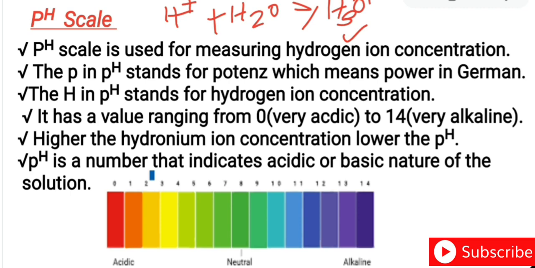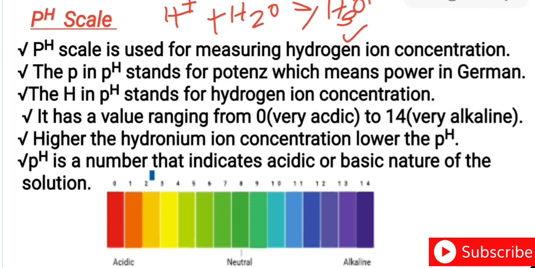It is a scale. Like your meter scale, 0 to 100, the pH scale is graduated with numbers from 0 to 14. 0 to 7 is acidic, 7 is neutral pH for a neutral solution, and 7 to 14 is the pH for an alkaline solution. The higher the hydronium ion concentration, the lower the pH.